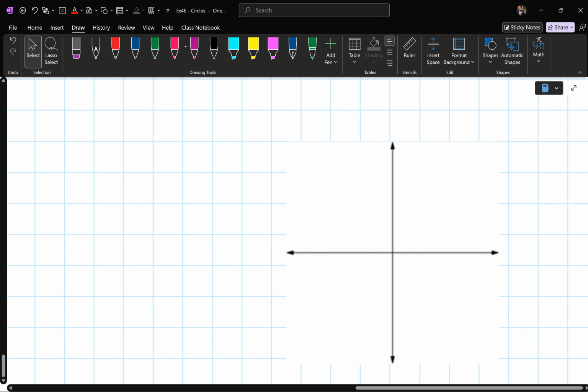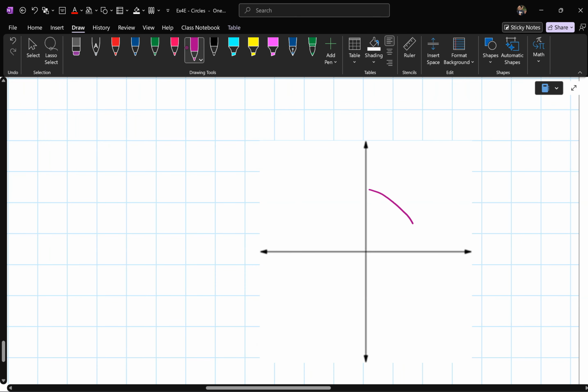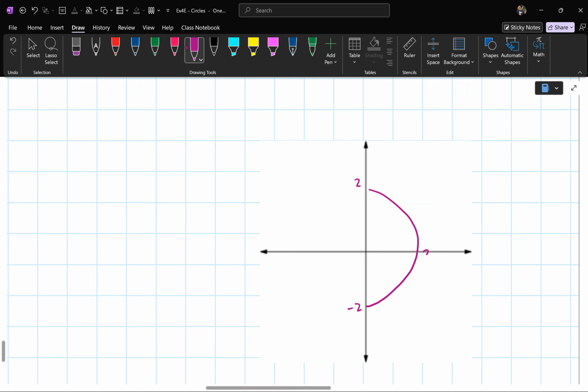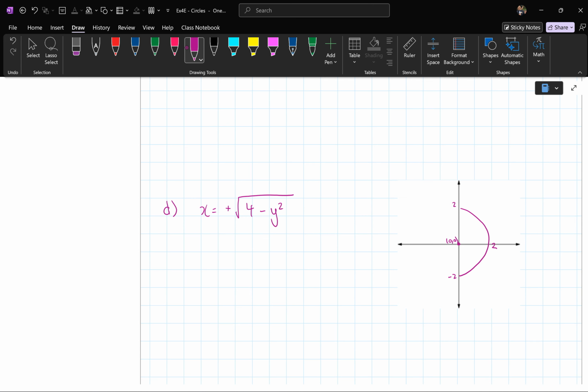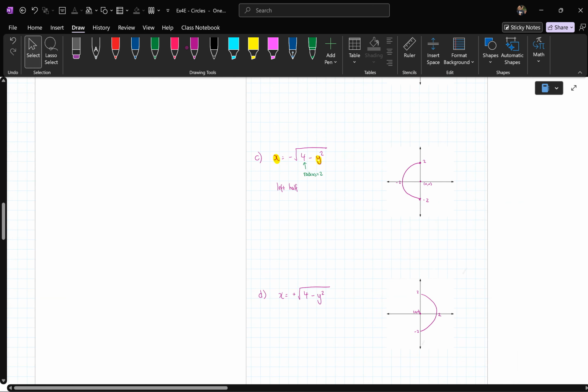So if I had to do it, same thing for D. I already know D is going to be 2, negative 2, with center of 0, 0. So D was x is equal to positive root of 4 minus y squared. There you go. That's example 12.